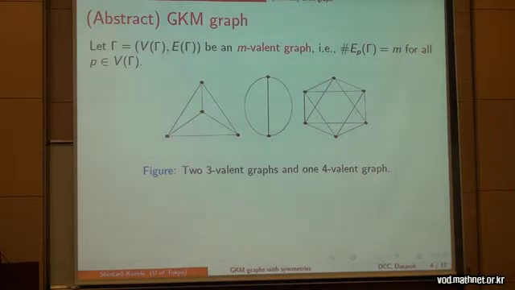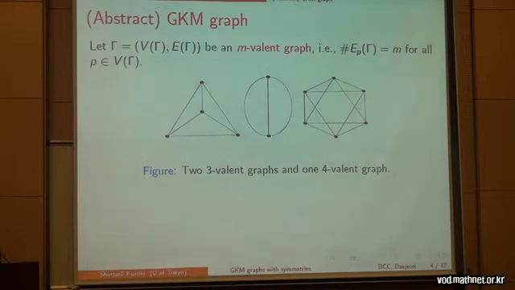The left two graphs are 3-valent graphs, because each vertex has exactly three outgoing edges. Around each vertex there are three outgoing edges. Here, all of them have three outgoing edges.